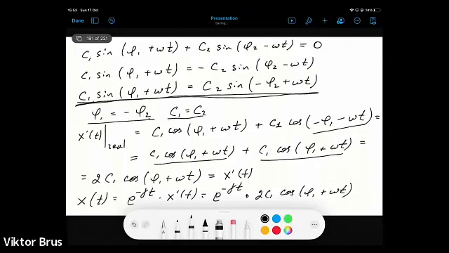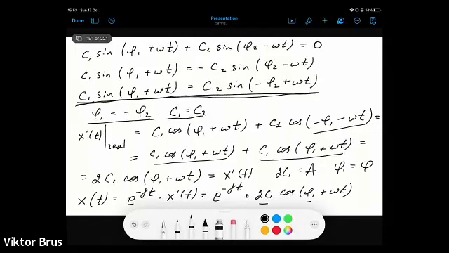Now, if we apply some boundary conditions and define explicit values for constant C1 and phi 1, we can substitute the 2C1 is equal to A, the amplitude value, and phi 1 is equal to phi, some initial phase.